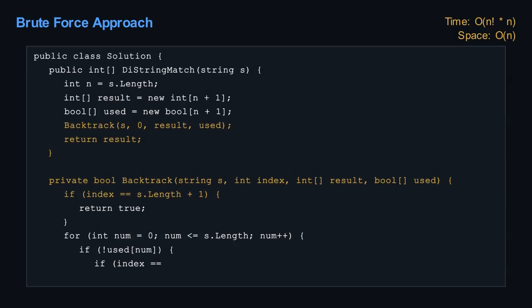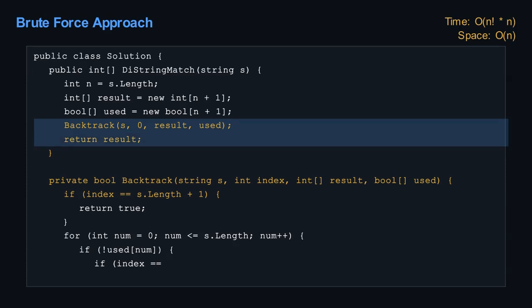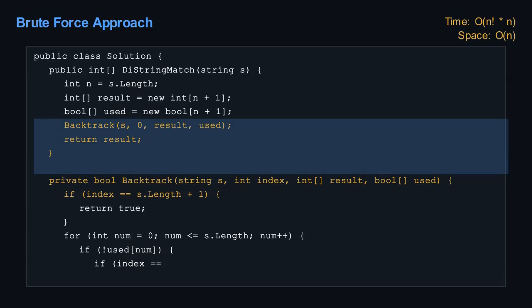A naive approach might involve backtracking. We could try placing each available number from 0 to n at each position, checking if it satisfies the I or D condition with the previously placed number. If it does, we recurse. If not, we backtrack. This would explore every possible permutation, leading to an extremely inefficient solution. The time complexity would be factorial, n factorial times n, and space would be n for the recursion stack and tracking used numbers. Clearly, this is not optimal for anything beyond trivial input sizes.